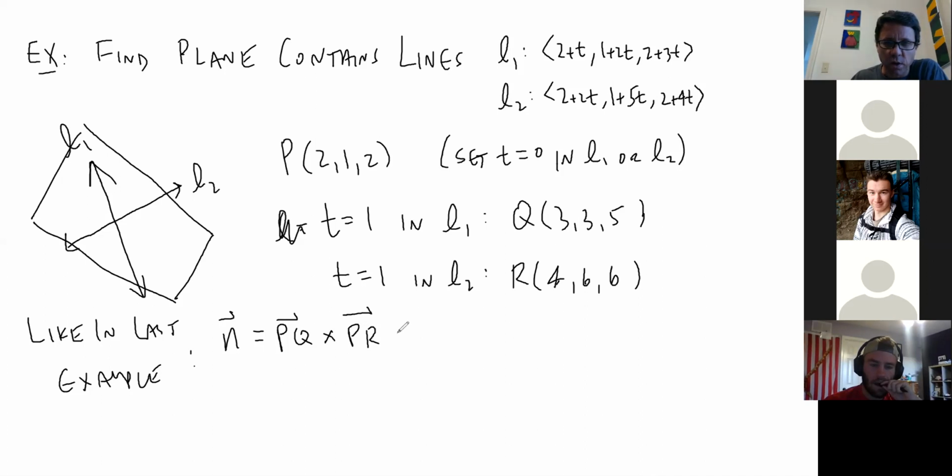So I need to do this cross product. So let's see, what's PQ and what is PR? Well, in order to go from P to Q, I have to add 1 for X, I gotta add 2 for Y, and I gotta add 3 for Z. 1, 2, 3. And to go from P to R, I have to add 2 for X, 5 for Y, and 4 for Z. So 2, 5, 4.